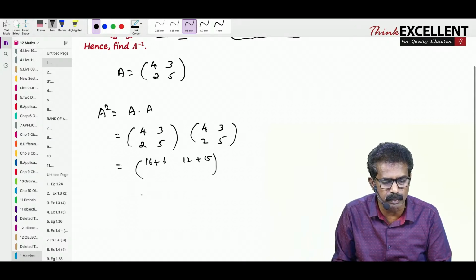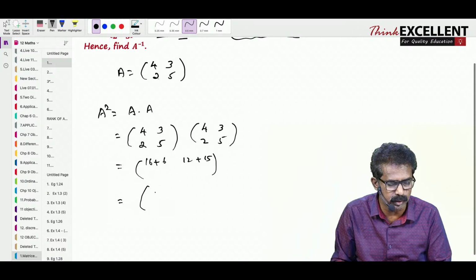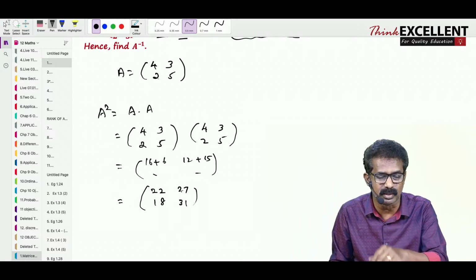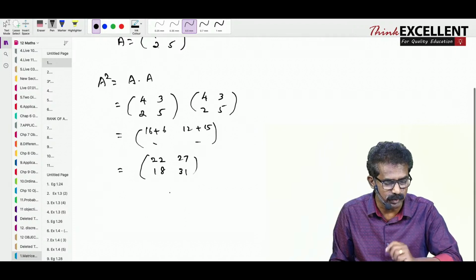அப்படி இது நீங்கள் ஃபுல்லாக கம்ப்ளீட் பண்ணிடுவீங்க. ஸோ A square கண்டுபிடிக்கும் போது you are getting 22, 27, 18, 31. I didn't write fully, so I don't want to waste time. Exam will be free விட்டுறாதீங்க. Okay, you have to write everything. Okay, this is A square.